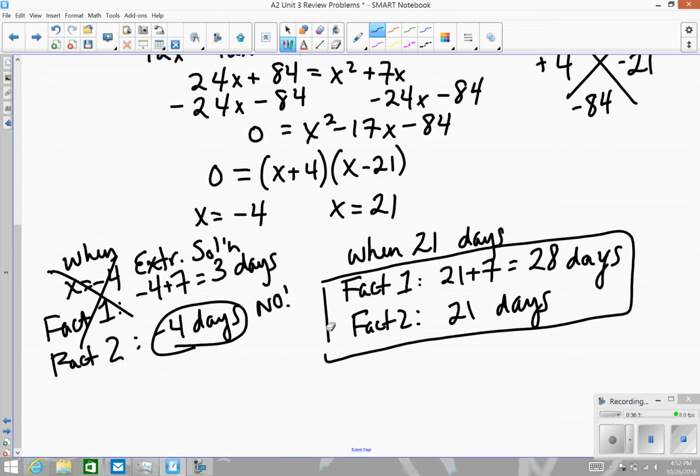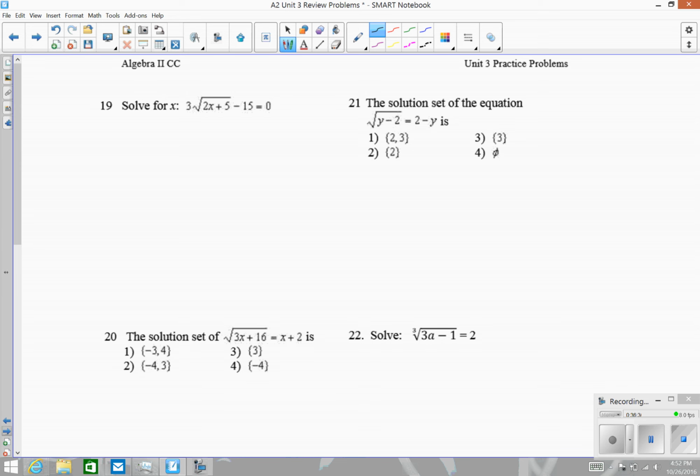All right, now moving on. We said that we would do number 21. So I'm going now to number 21. And in 21 we have an equation with a radical. Looks like it's multiple choice, but I want to make sure I can solve this whether it's multiple choice or not. So I'm going to go ahead and write down my equation and make sure that I know how to solve these radical equations.